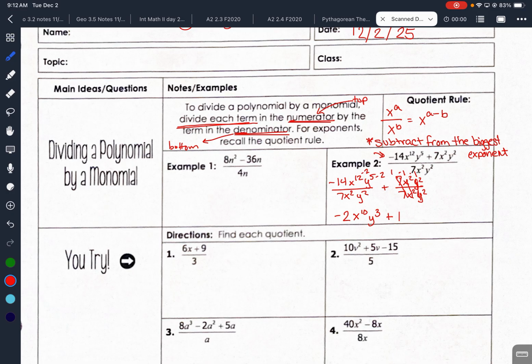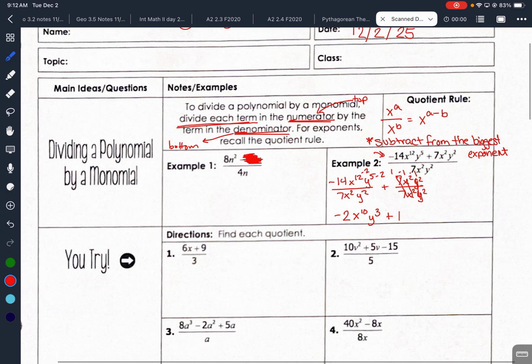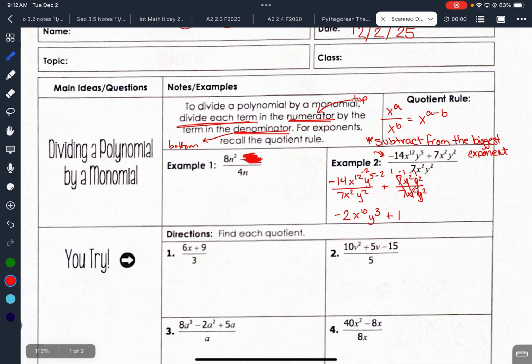Okay, so that's the first method, and this is what we're doing in our head when we're doing the second method. So the second method, we're going to go back to example 1. And so we have 8n squared minus 36n over 4n. So what we're going to do is disregard this. We're not even going to pay attention to it. Doesn't exist. Don't scribble it out. Put your finger over it. I can't put my finger over it. This red dot is my finger over it. So it covers the whole thing.